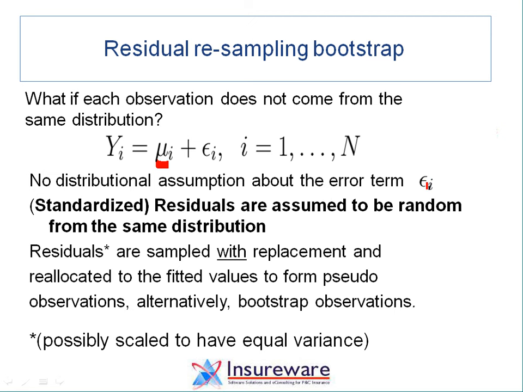Incidentally, if you do make a distributional assumption and you test it, and it's not invalidated, the bootstrap technique, if you use it properly, will give you the same answers as the parametric model. So there's no need to use it because you could do everything through the mathematics. In fact, that's what we do in PTF anyway. You're assuming that the standardized residuals are random from the same distribution. Residuals are sampled with replacement. Okay, but that's an assumption.